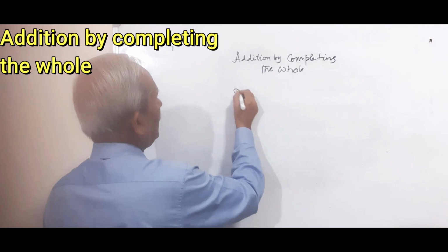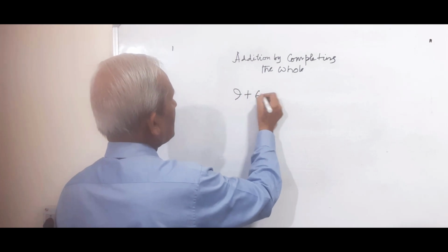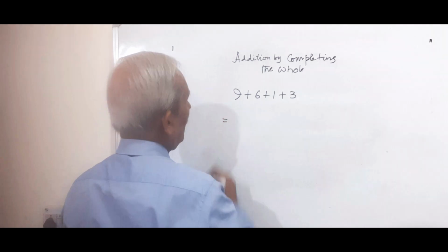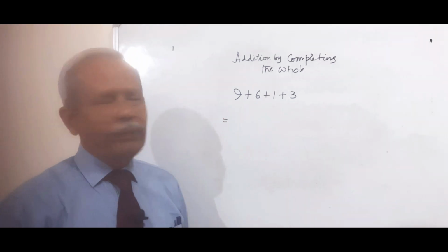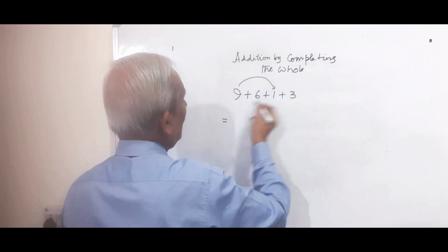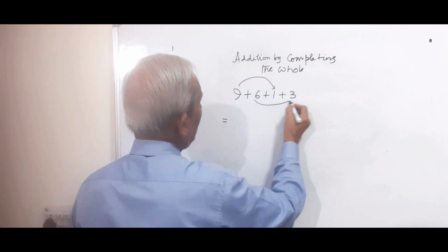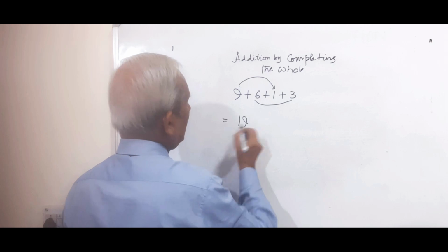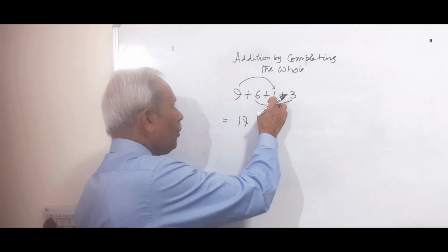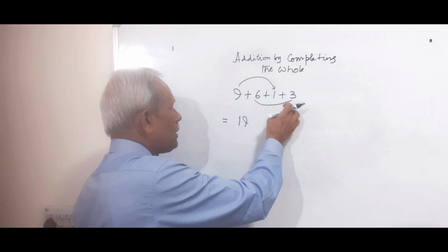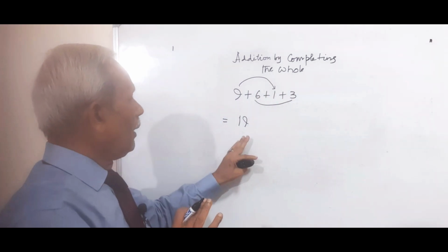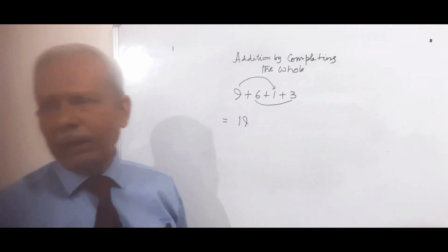For example, take a very small example, 9 plus 6 plus 1 plus 3. Now here, what you can do is, we can add this 9 with 1 first and make it 10, and then 6 plus 3 is 9. So 10 plus 9, 19. I mean, this is the approach. We try to make it a whole number. 9 plus 1, 10, 6 plus 3, 9, 10 plus 9, 19. So by observation, we can straight away write down the answer as 19.